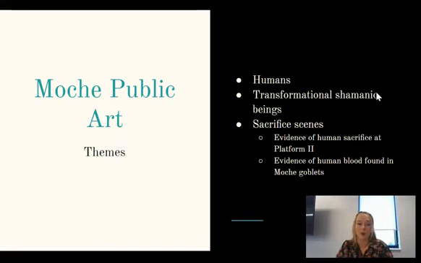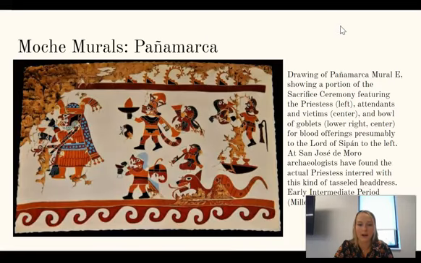But in Moche public art, we see humans, transformational shamanic beings. We have sacrifice scenes, and we have archaeological evidence to back up the theories of these sacrificial practices.